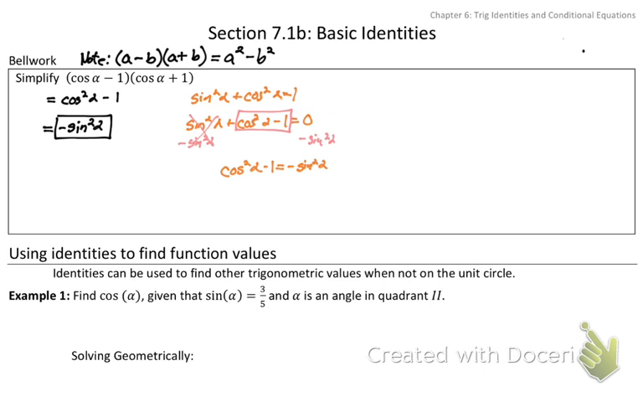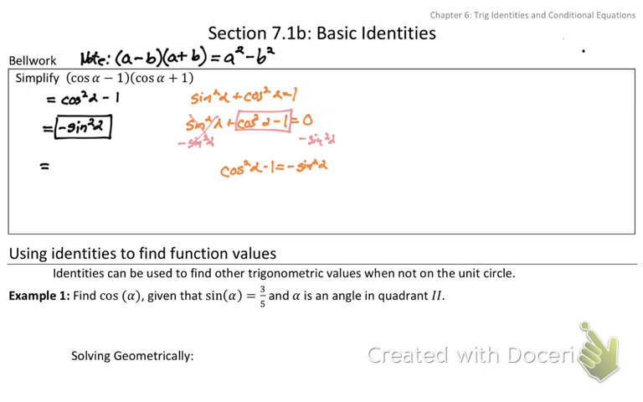Would negative sine of parentheses alpha squared also work or no? Say that one more time. So, yeah, I can write it. Yeah, sure. I set the picture in my head. Would that also work or no? Yeah, that would work.